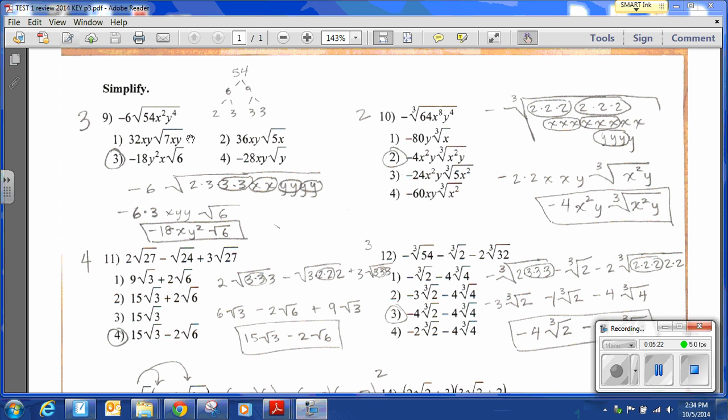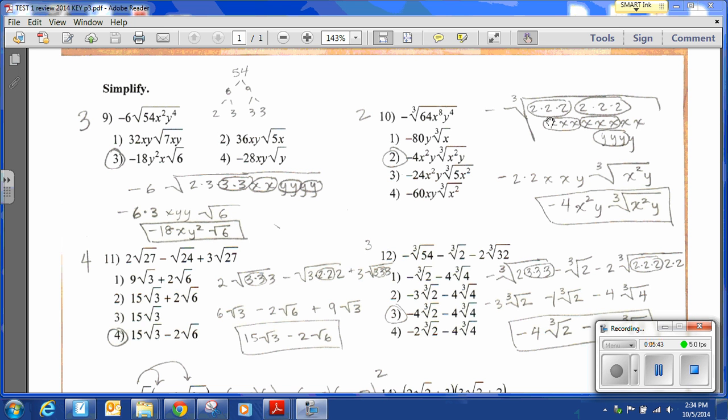Number 9, we are simplifying this radical. So here we have prime factorization of 54. That breaks down to 2 times 3 times 3 times 3. The x's and the y's are expanded out. We pair them up because this is square root, and we cancel one of them out, and the other one comes out. We end up with negative 18xy squared, radical 6.